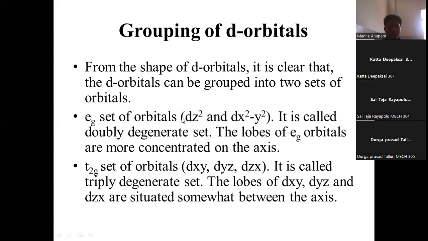What we can see in this slide is that the EG set of orbitals is nothing but dz square and dx square minus y square. And the T2G set of orbitals is nothing but dxy, dyz and dzx. Okay, let us go to the next slide.